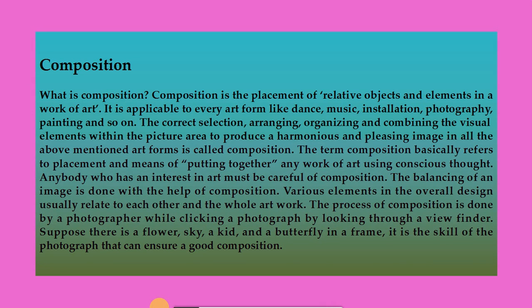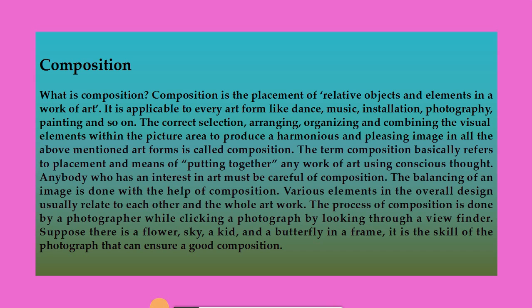Composition. What is composition? Composition is the placement of relative objects and elements in a work of art. It is applicable to every art form like dance, music, installation, photography, painting and so on. The correct selection, arranging, organizing and combining the visual elements within the picture area to produce a harmonious and pleasing image in all the above-mentioned art forms is called composition.